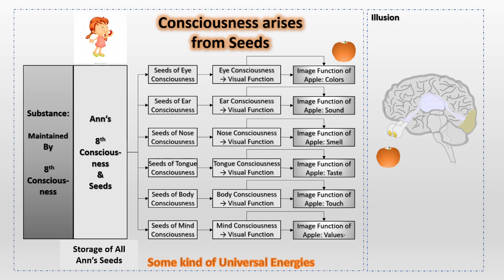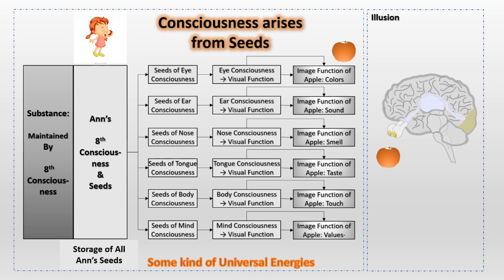An important point to note is that, according to Yogacara Buddhism, what N sees in the image function is created by the eighth consciousness, which took the information from the substance. The substance is managed by the seeds in her eighth consciousness. What N sees might not really be an apple, or there is no such thing called apple. The same process applies to ear, nose, tongue, and body consciousness. Mind consciousness works slightly differently, but let us keep it simple, assuming the same process.